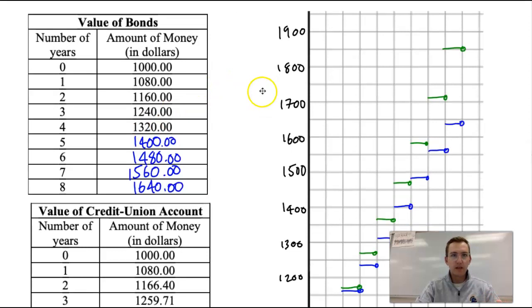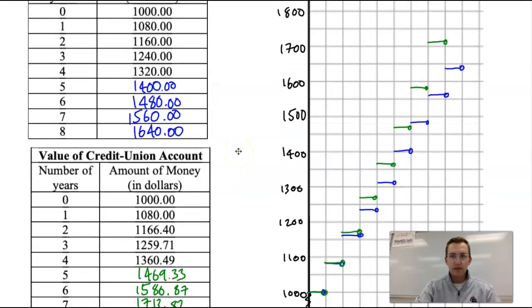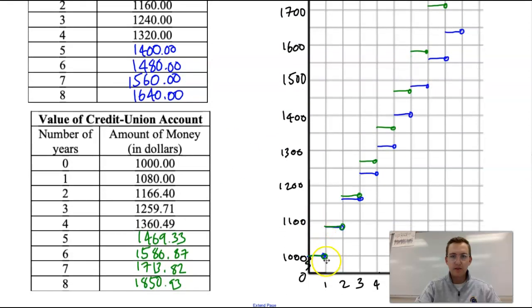So if we fill out our tables, following our patterns, we have a linear growth of the value of the bonds. We're adding $80 every time we go down a row in our table. That graph looks like this. Again, we're starting with $1,000. The blue lines represent the linear equation here.